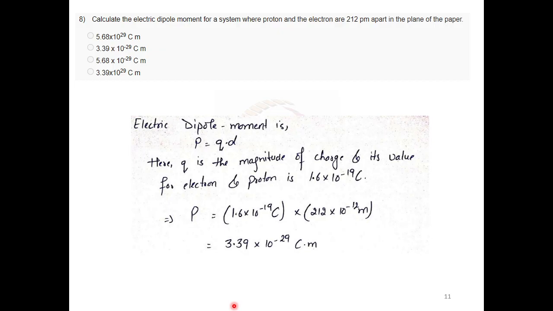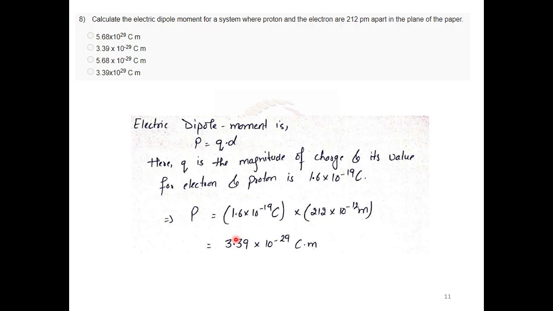So this is the formula where you have the charge and the distance. q is the magnitude of the charge, and its value for the electron and proton is 1.6 into 10 to the minus 19. So this is the charge of each proton and each electron. Now they are apart by 212 pm. 1 pm equals 10 to the minus 12 meter, so you have to convert it to SI. Now you will get a value of around 3.39 into 10 to the minus 19 coulomb centimeter.